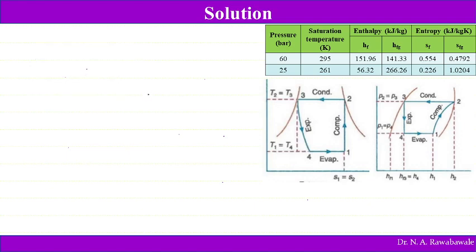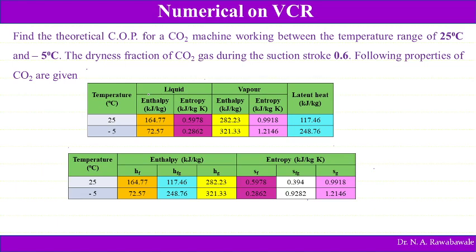Coming to the next problem, we have another numerical to simplify here. Find the theoretical COP for a CO2 machine working between a temperature range of 25 degrees Celsius and -5 degrees Celsius. In the previous problem, the pressure range was given; here the temperature range is given. Temperature T2 is given as 25 degrees Celsius and T1 is given as -5 degrees Celsius. So the lower temperature is -5 degrees Celsius and the higher temperature is 25 degrees Celsius.